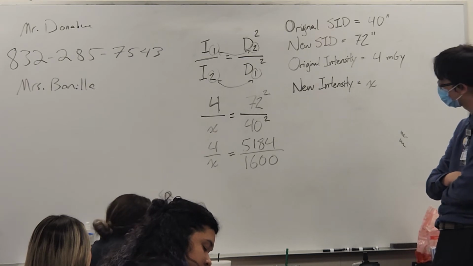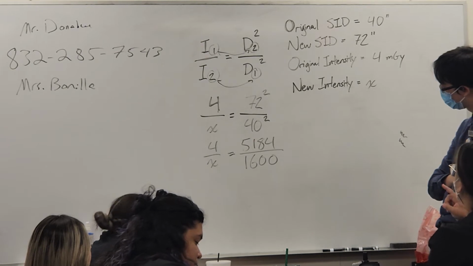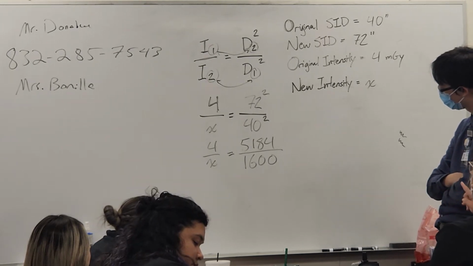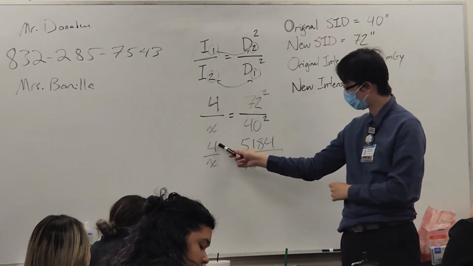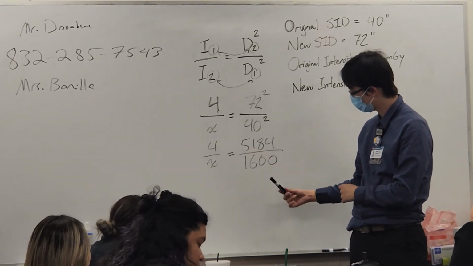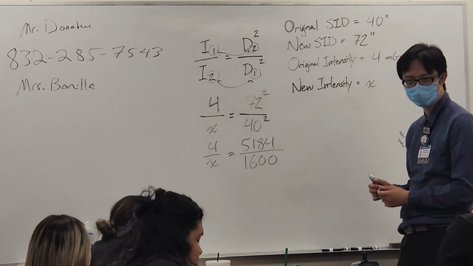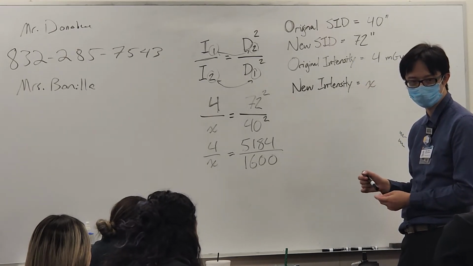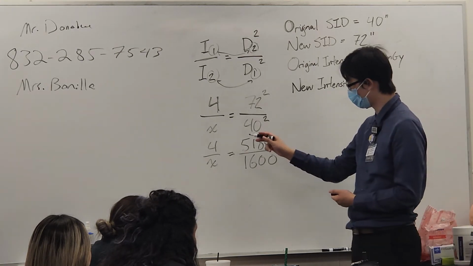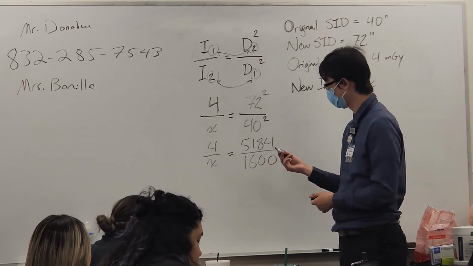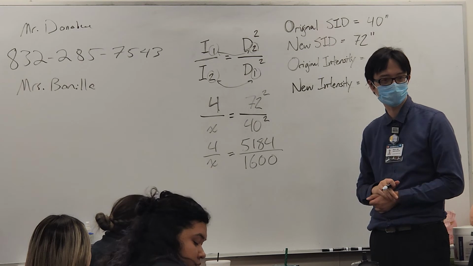We would cross multiply. Say we do the 4 with the 1,600. Okay, so you said 4 and which one? The 1,600. What do we do? Add, subtract, multiply, or divide? Multiply. Great. What is 4 times 1,600? 6,400. Great.